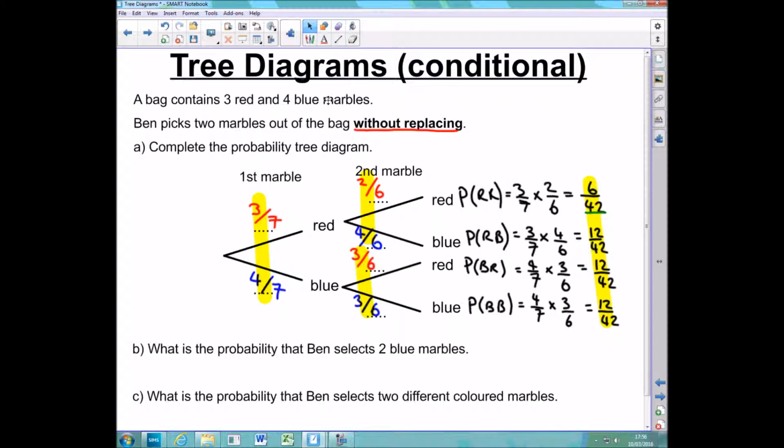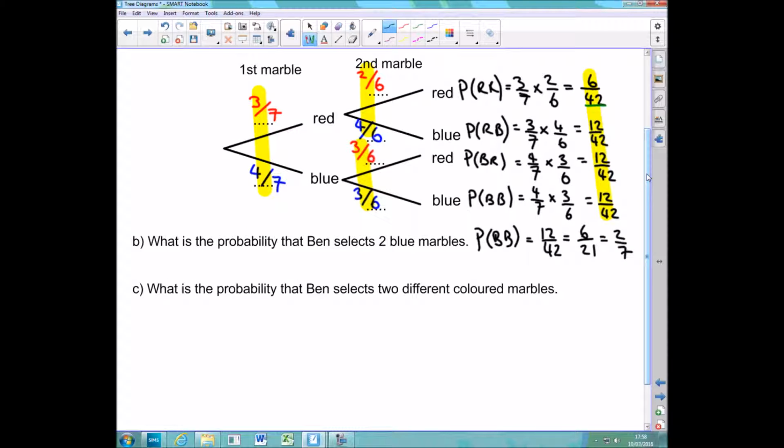So let's answer some of these questions. Answering these questions down the bottom, just like we did before, what is the probability that Ben selects 2 blue marbles? We've already done that. The probability of blue and blue, and we've got that as 12/42. Now this is the point where you should be simplifying. You can see they're both in the 2 times table, so I can divide both by 2. That's 6 over 21. And hopefully you've also noticed that those are both in the 3s, so that means I can get 2/7.